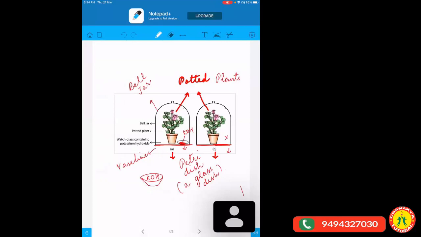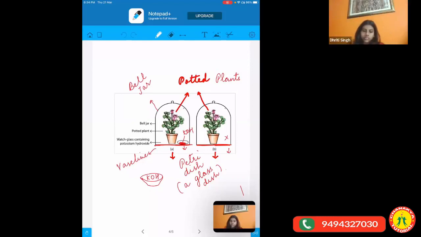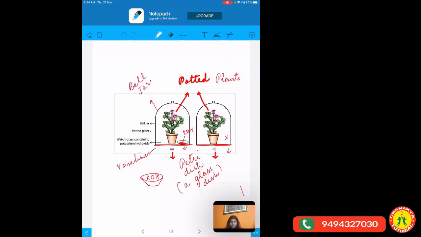Potassium hydroxide. Correct. So it will be absorbed by the potassium hydroxide. If all the carbon dioxide is absorbed by the potassium hydroxide, will the plant be able to survive? No, it will not be able to survive. Whereas in the B setup, since no KOH was there, no absorption of CO2 will happen, and the plant can easily use the CO2 and grow further.